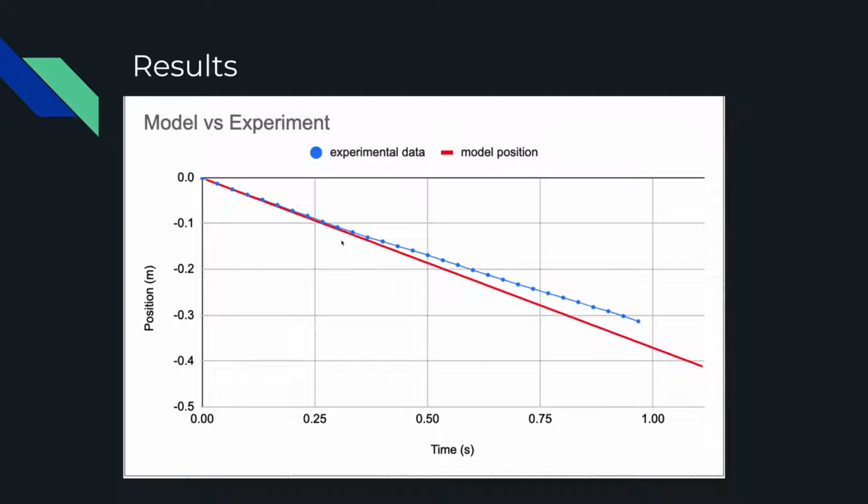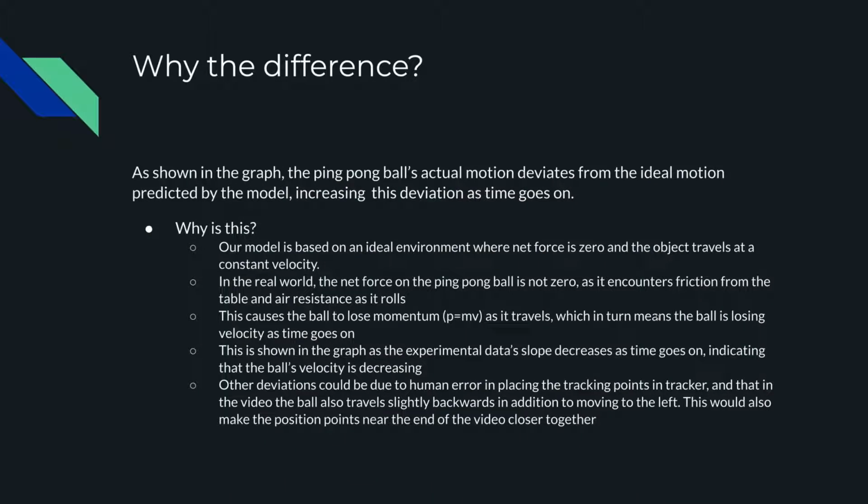So, here are the results that we got from our model. As you can see, our experimental data follows the model data almost exactly until it starts to deviate towards the end as the model becomes an overprediction and the actual ping pong ball seems to slow down. So, why does this happen?